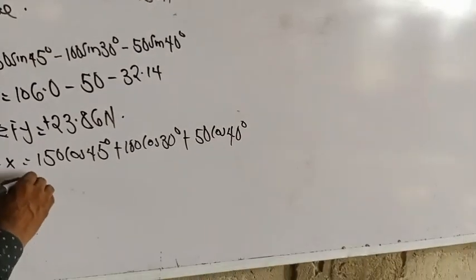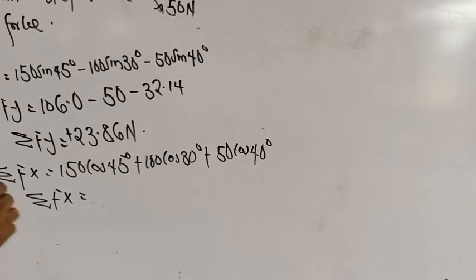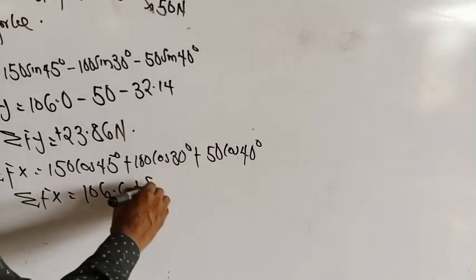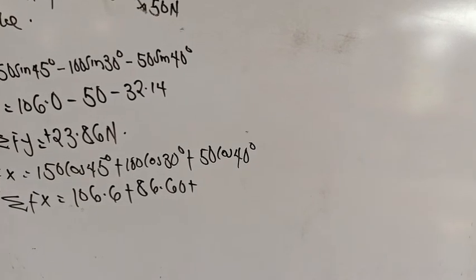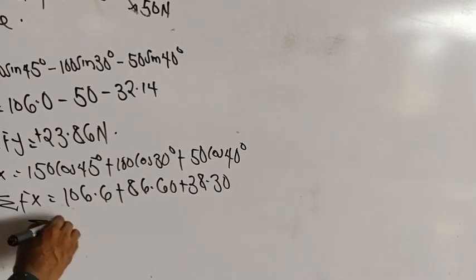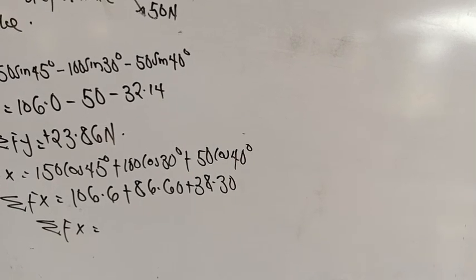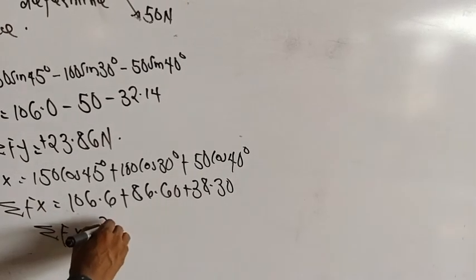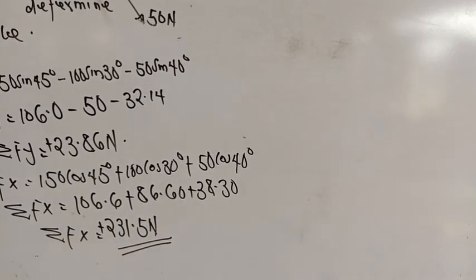So if I use the calculator to simplify what I have, 150 cos 45 gives me 106.6. 100 cos 30 is 86.60. 50 cos 40 is 38.30. If I add up, I'm having 106.6 plus 86.6 plus 38.3. That will give us 231.5 Newton. F of x is also positive.